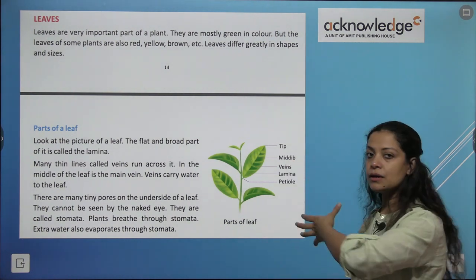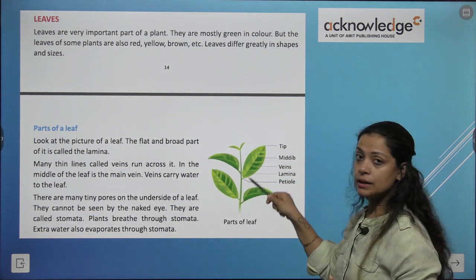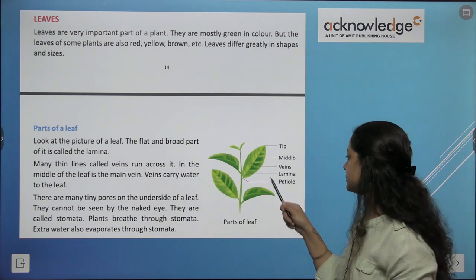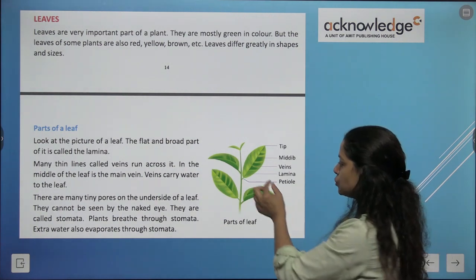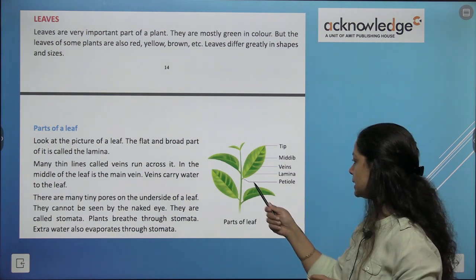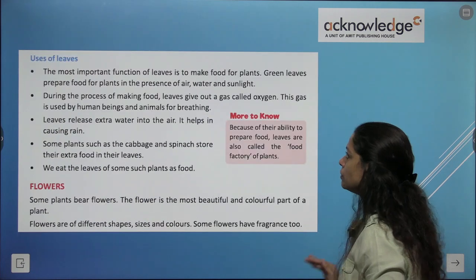तो ये आपके पार्ट हो गए प्लांट लीफ के. लैमिना, मिड-रिब, टिप, वेन्स जो कि वाटर कैरी करता है. देन ये जो पार्ट है छोटा सा जो स्टेम से लीफ को होल्ड करता है उसको कहते हैं petiole. Correct? So these are parts of leaf.